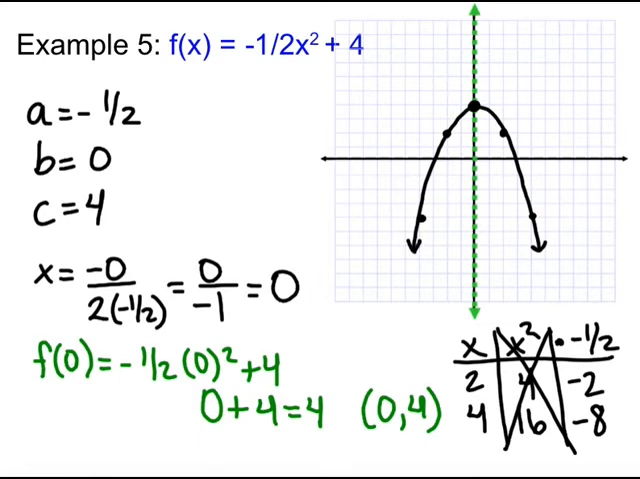If you notice, the end value is 4, which is my y-intercept. It is also my maximum, which is y equals 4.